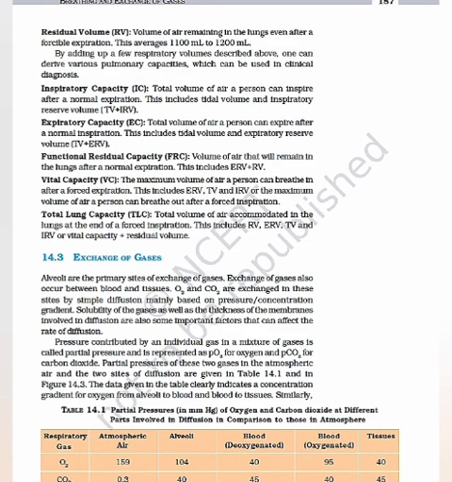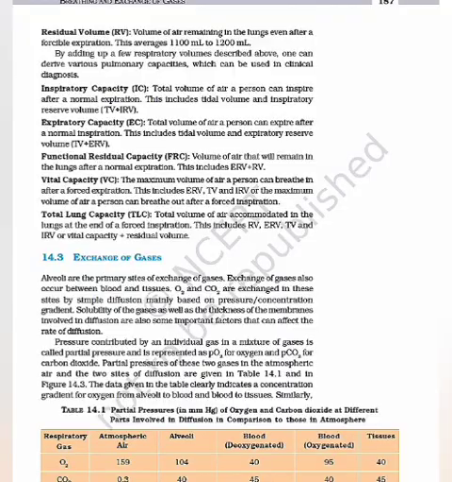Pressure contributed by an individual gas in a mixture of gases is called partial pressure and is represented by PO2, meaning partial pressure of oxygen, for oxygen, and PCO2 for carbon dioxide, that is, partial pressure of carbon dioxide. Partial pressure of these two gases in the atmospheric air and the two sides of diffusion are given in Table 14.1 and in Figure 14.3. The data given in the table clearly indicates a concentration gradient for oxygen from alveoli to blood and blood to tissue.